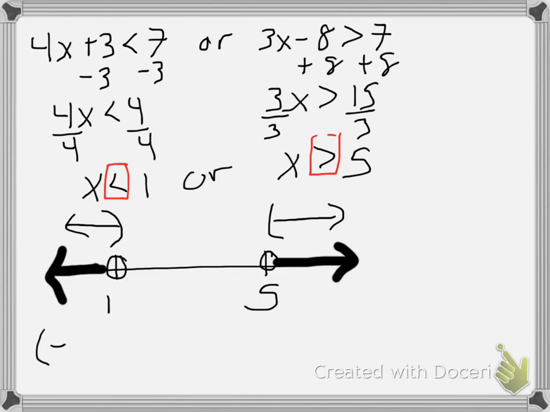Well, I have negative infinity to 1, and I have 5 to infinity. And I have to put a big U in here. It stands for union. Okay. That represents that both of those are part of your answer. Whew. Hanging in there. We're getting there.